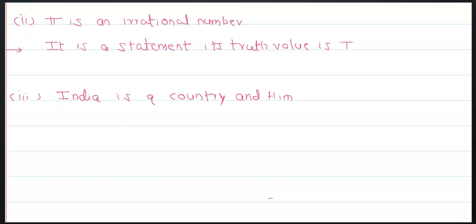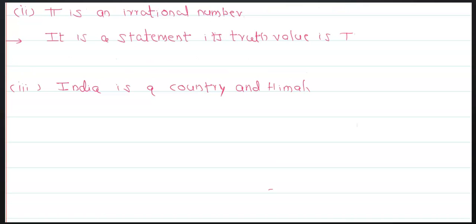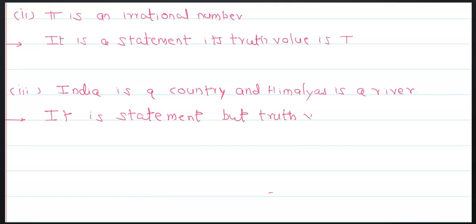Next is, India is a country and Himalayas is a river. It is a statement, but its truth value is F, false.